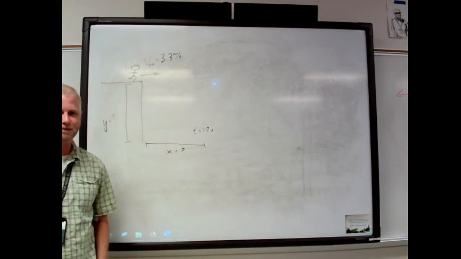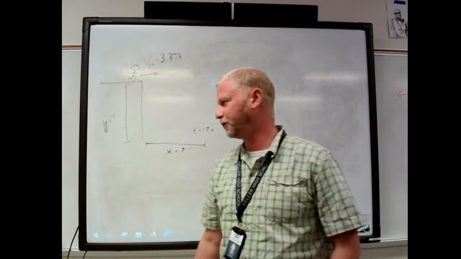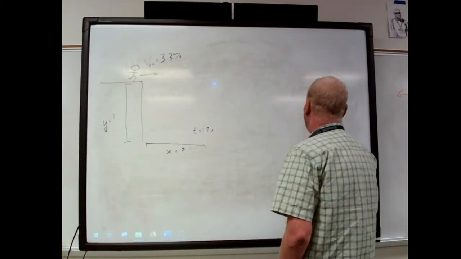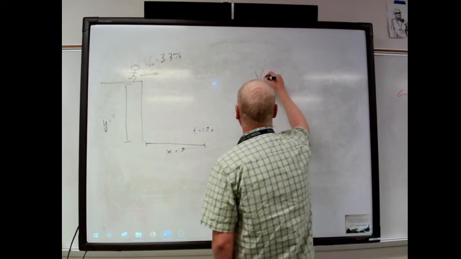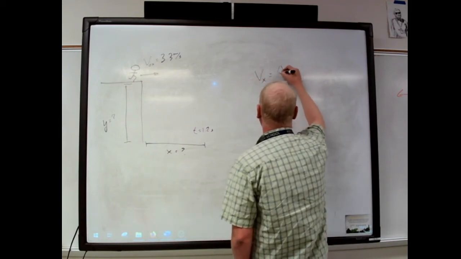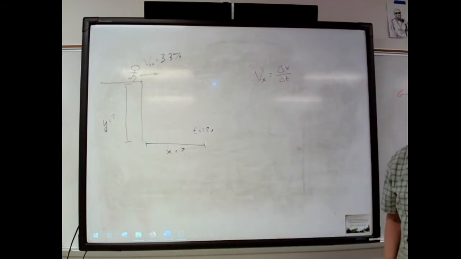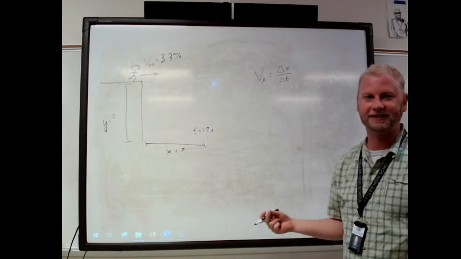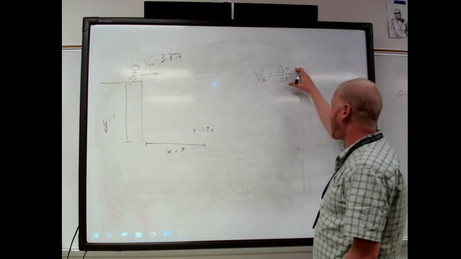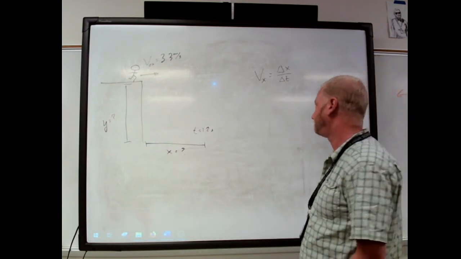Now before we jump into solving this, it would help to look at our equations. Now in the horizontal, you have no acceleration. So in the horizontal, you only have one equation: your velocity is constant, and your change in position over your change in time equals that constant velocity.